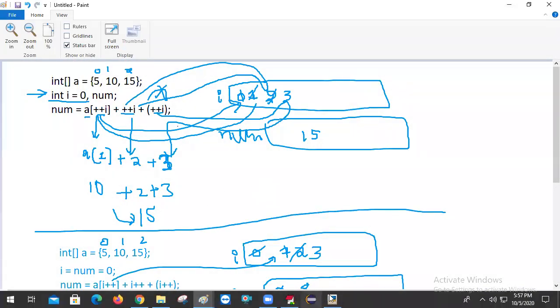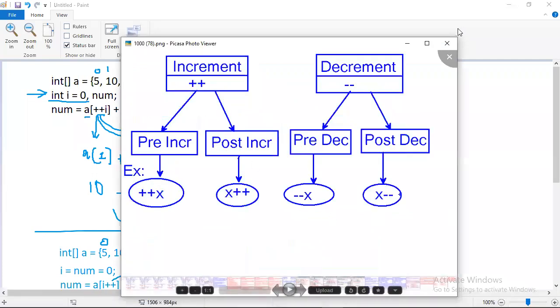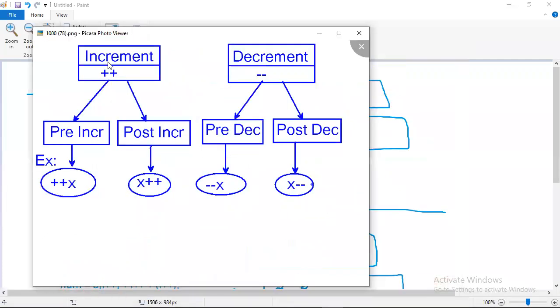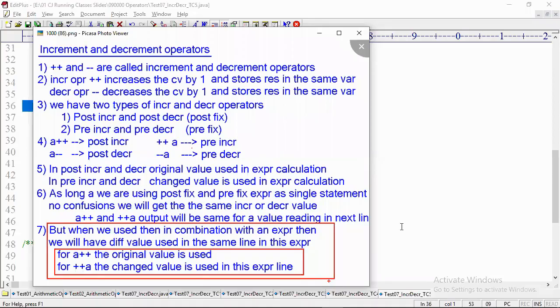Can I hope all the people got clarity on today's class? We discussed increment and decrement operators, ++ and --. Pre-increment, post-increment: pre-increment is ++x, post-increment is x++. Decrement: pre-decrement, post-decrement: --x is pre, x-- is post. Okay?